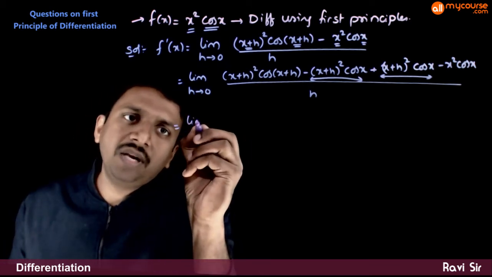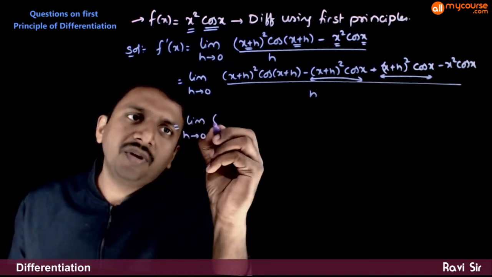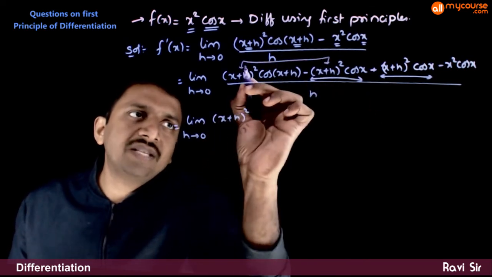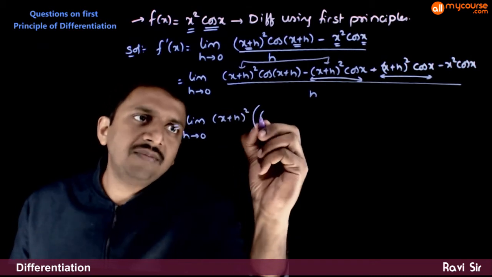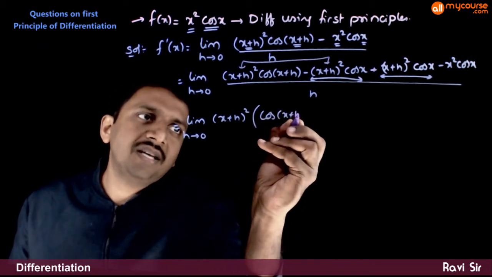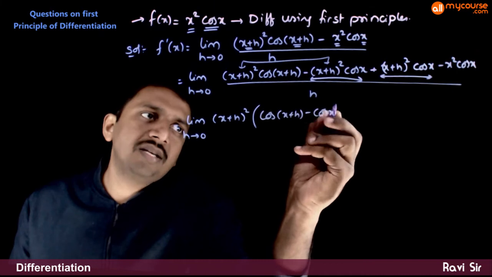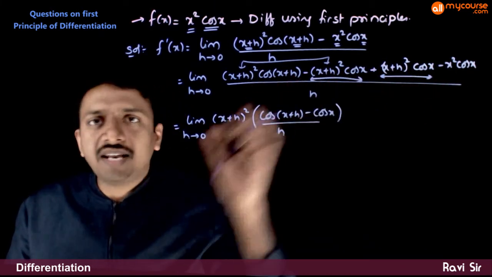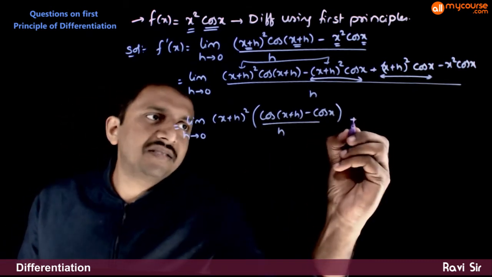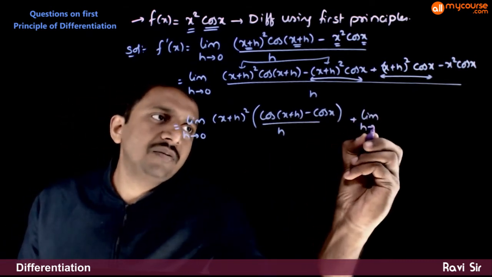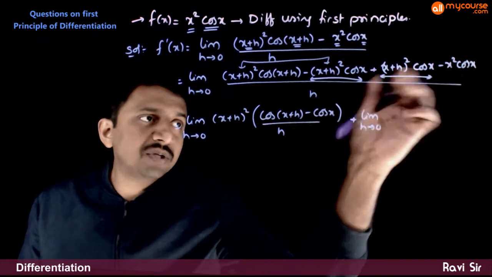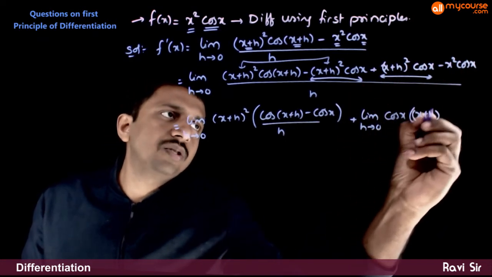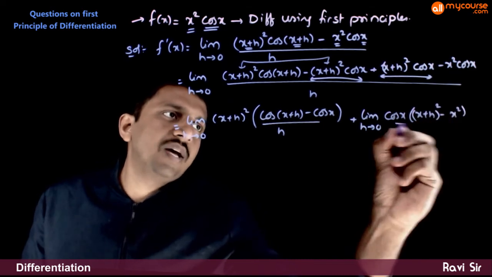That is equal to limit h tends to 0 x plus h whole square. In the first two terms x plus h whole square is common, times cos of x plus h minus cos x by h. I am separating the first two terms and the next two terms, plus limit h tends to 0. In the second two terms cos x is common, cos x times x plus h whole square minus x square by h.